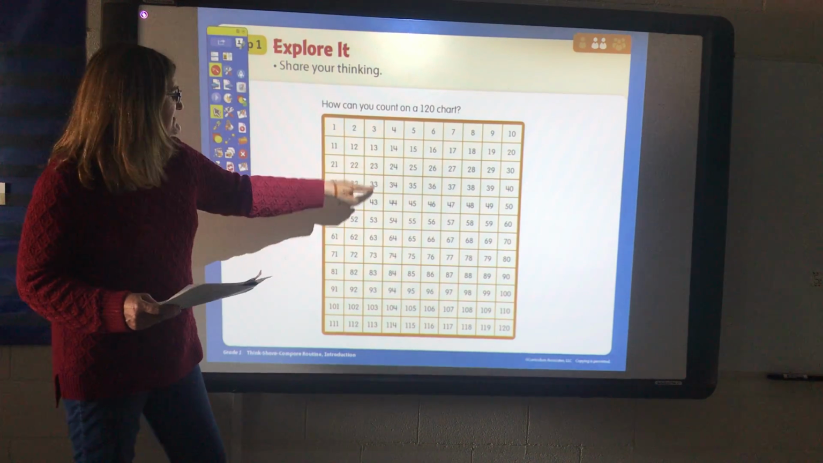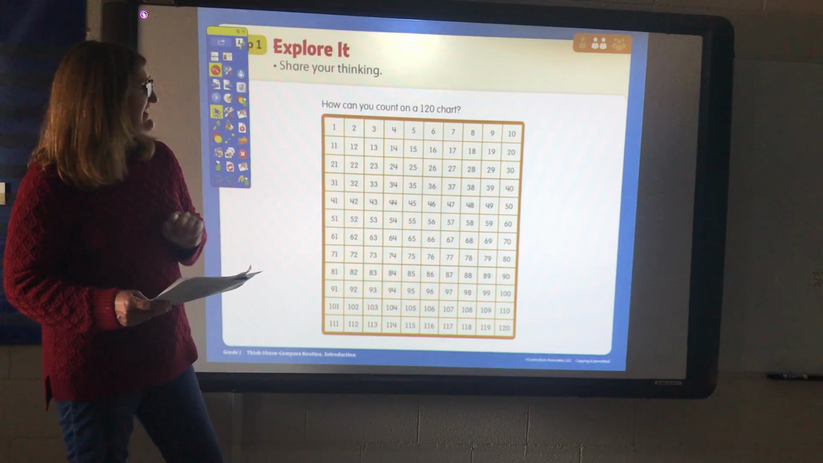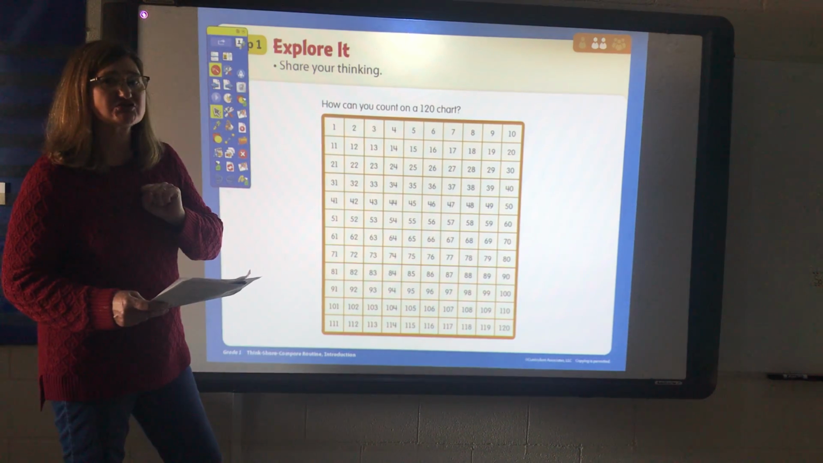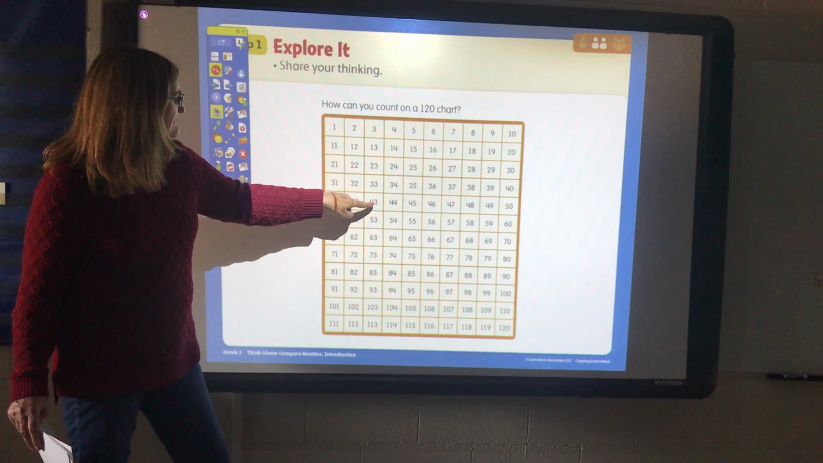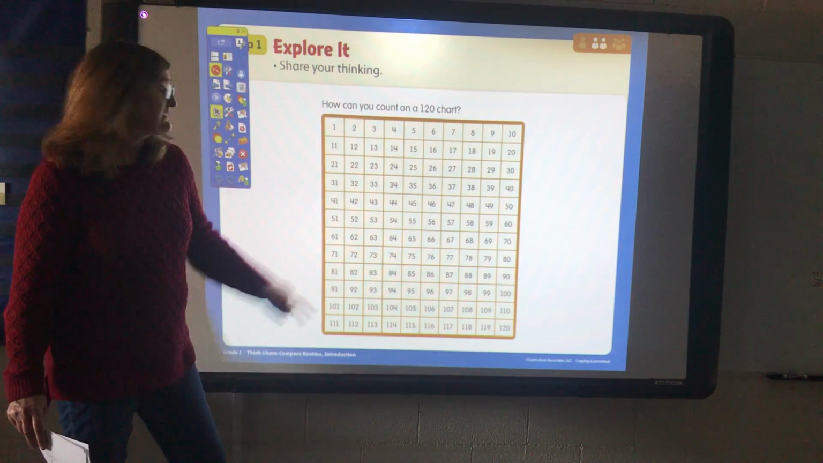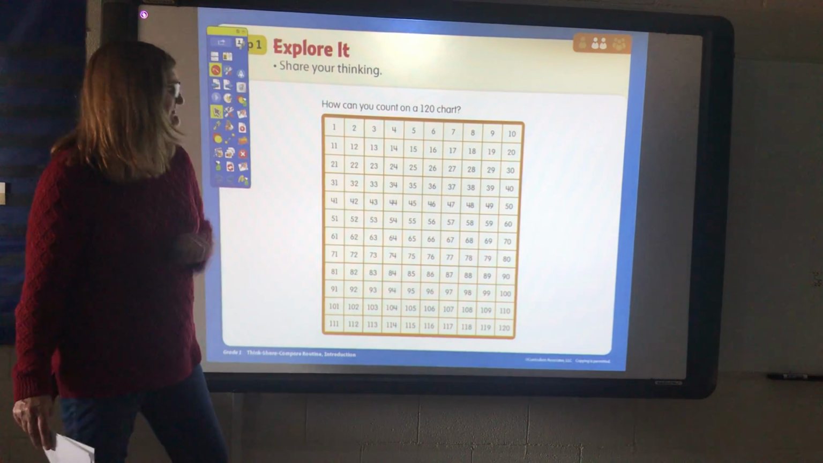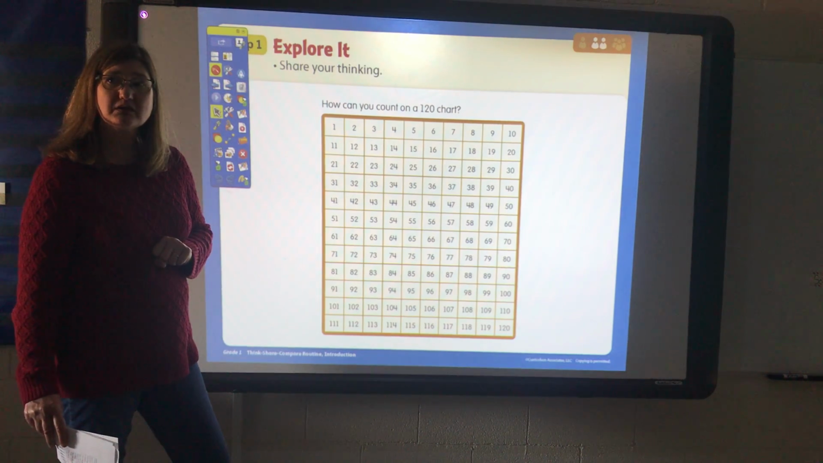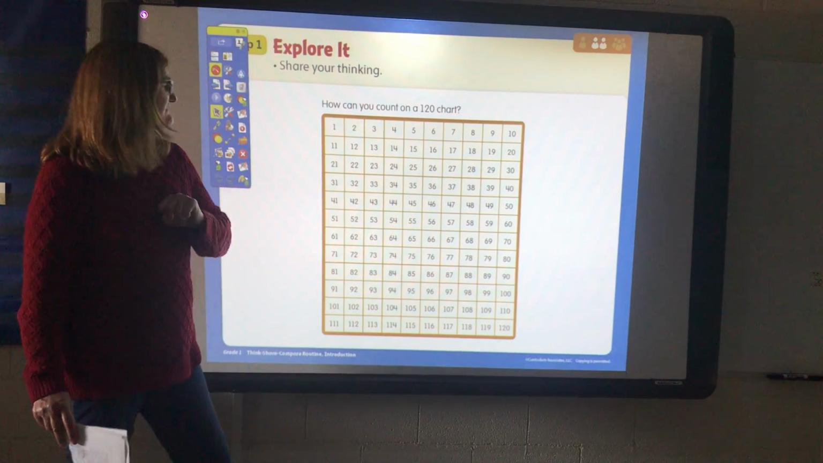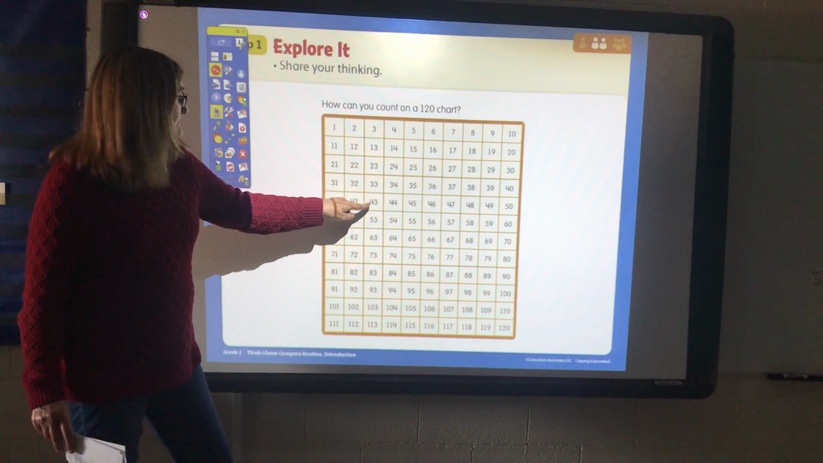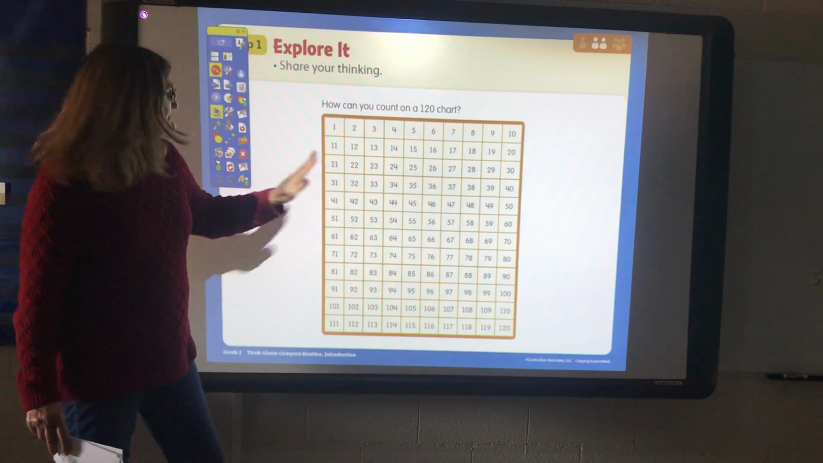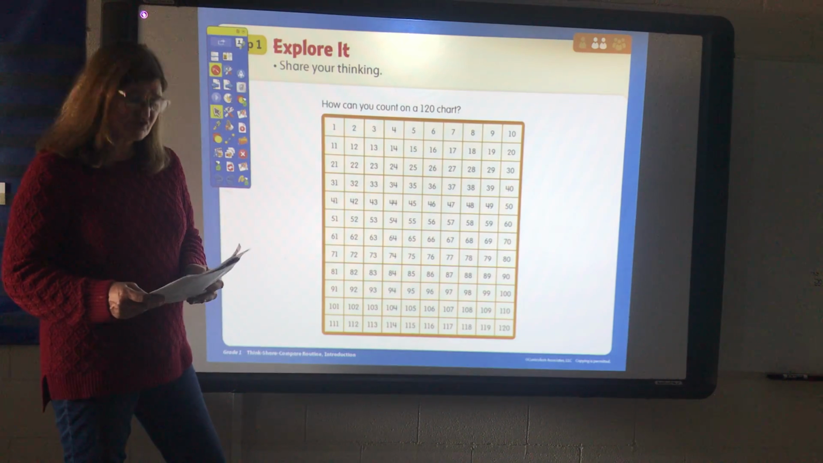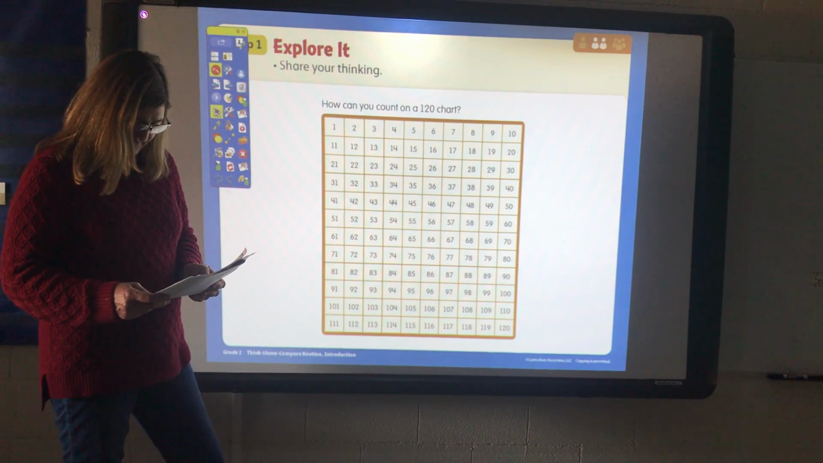When we were doing 10 more and 10 less, a lot of you went to the hundreds chart. If you'll remember when I said, what is 10 more than 43? We learned all we had to do was look down. 53. 10 more. What was 10 less than 43? We went up. 33. 10 less. So we can use this hundreds chart to help us with our counting.